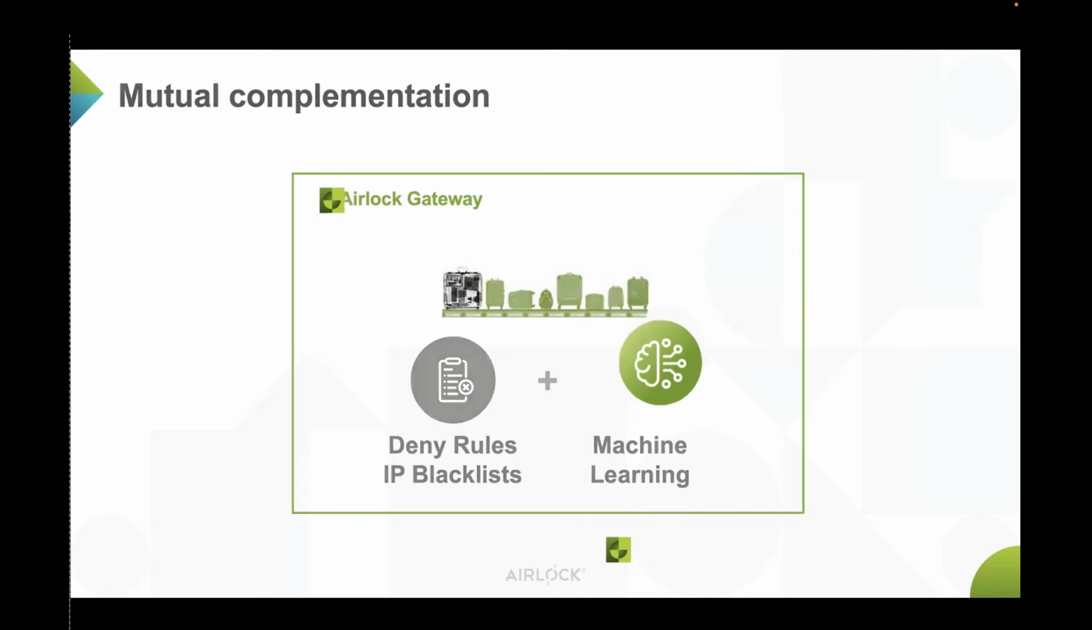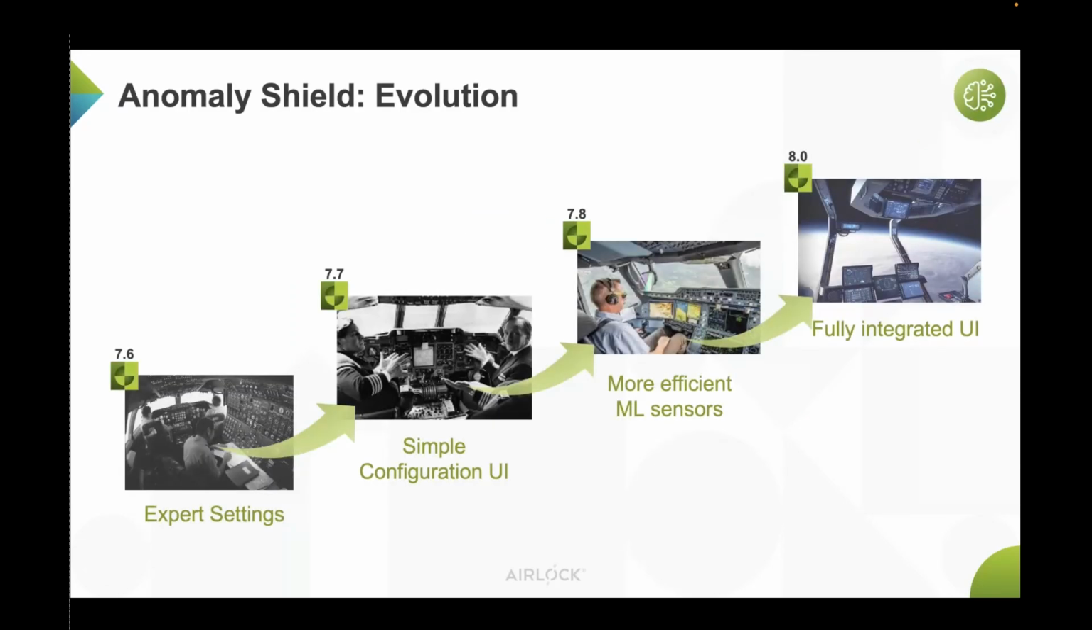Now, this did not happen overnight, and there's quite an evolution history behind the Anomaly Shield. It started out with Gateway 7.6 when we did everything in the expert settings on the command line. Fortunately, we were able to find customers and partners that worked with us together, were willing to share their experience and also their data, so that with 7.7 we were able to come up with a simple configuration UI. That made the task of configuring the Anomaly Shield a lot simpler and a lot more convenient.